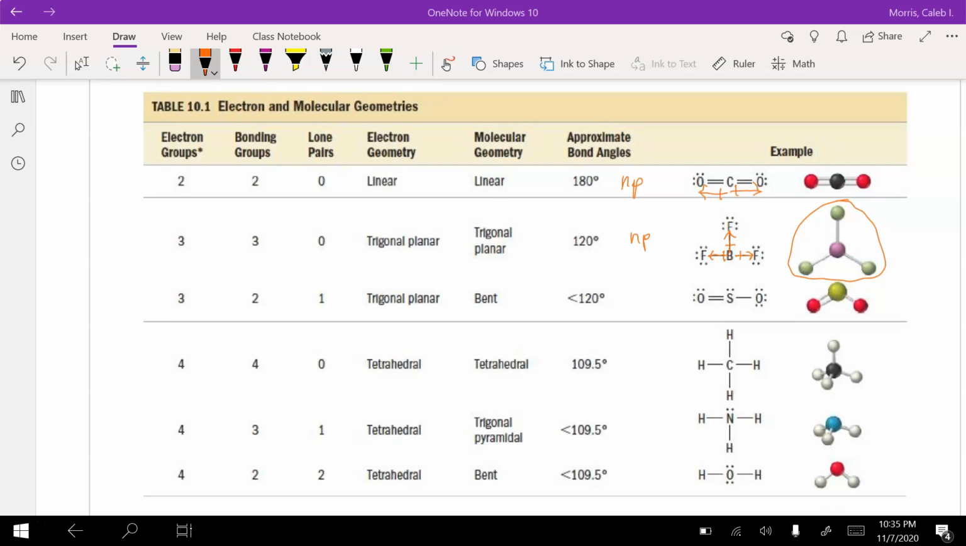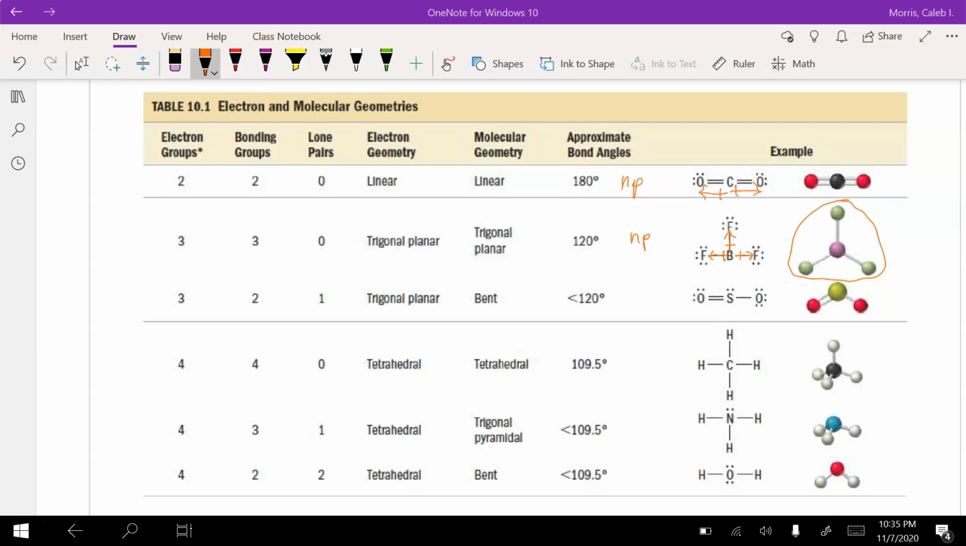Hi class, this is Mr. Morris, and I wanted to go through a few examples of the different molecular geometries, or the different shapes that we can have, and how to determine whether it's polar or non-polar.